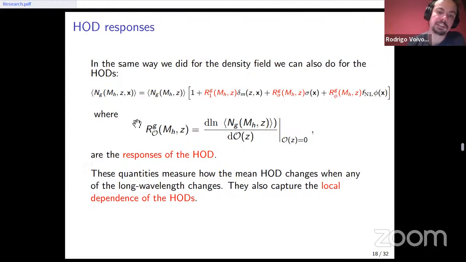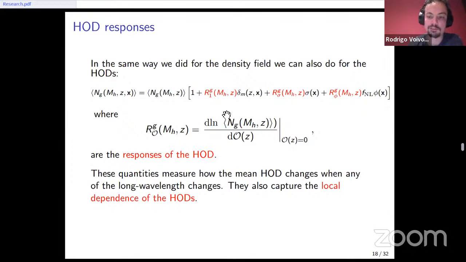But now moving on to the HOD response. The whole point of the HOD response is that now we can consider that the HOD, or the mean HOD, is not a global quantity that gives you the number of galaxies for a halo with a given mass, but actually a local quantity. So this number of galaxies also depends on where in space you are. So you can do the same bias expansion of this HOD, and now you have these bias parameters that you can also call the response of the HODs with respect to each operator.